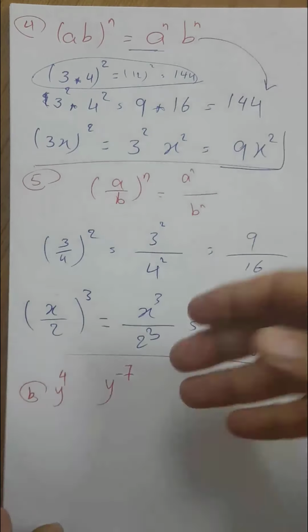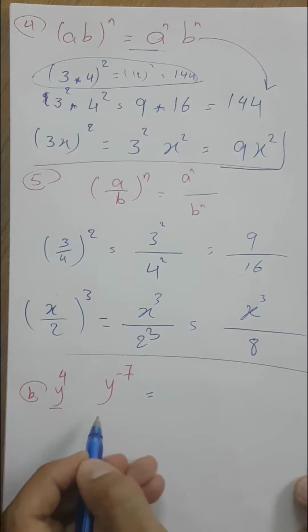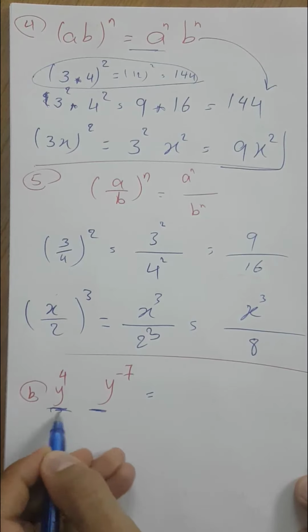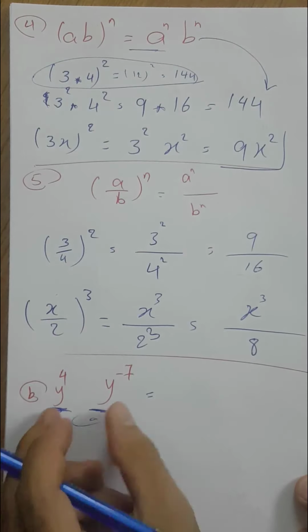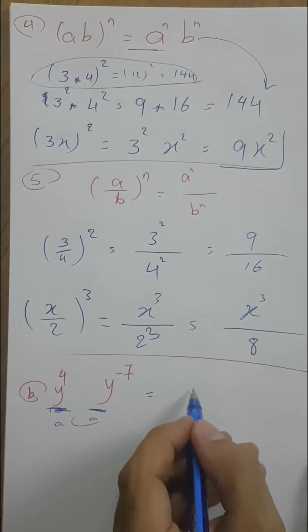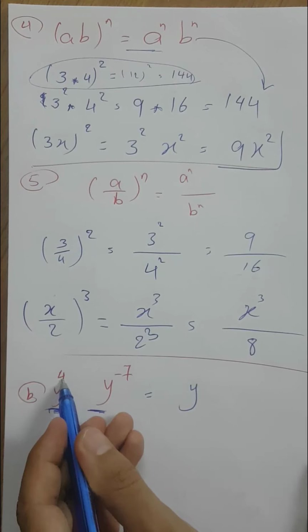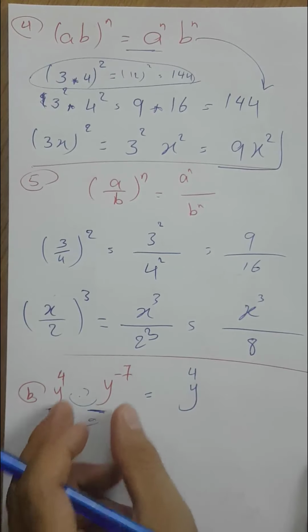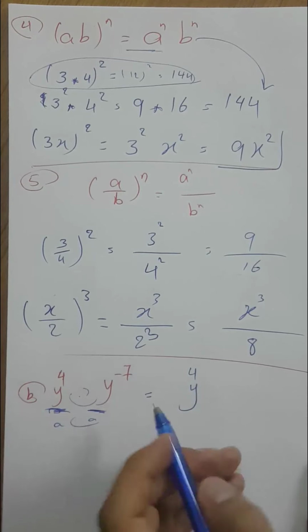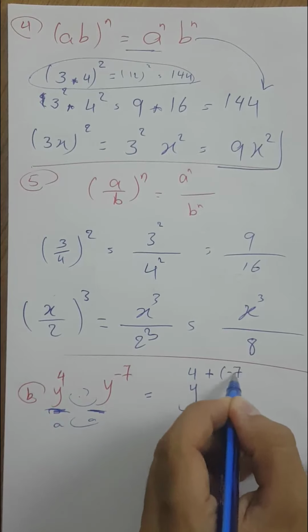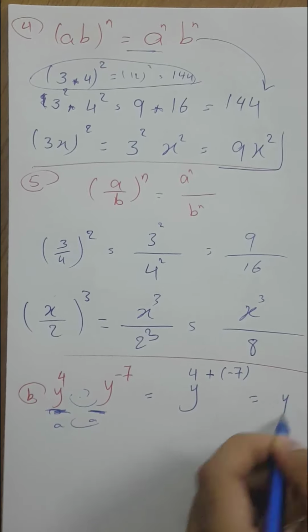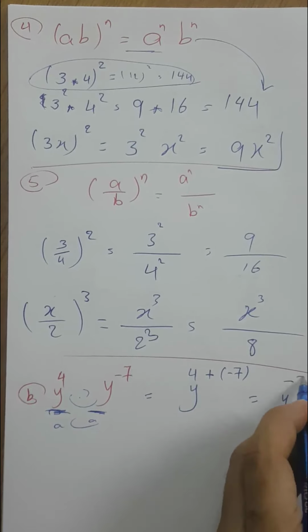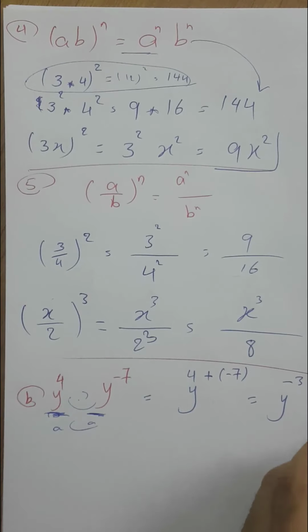How do we apply them in this example? We have one similar base. Now we have multiplication here, so I say directly, the bases are equal, so we add the exponents, and I will get minus 3, which is equal to 1 over y cubed.